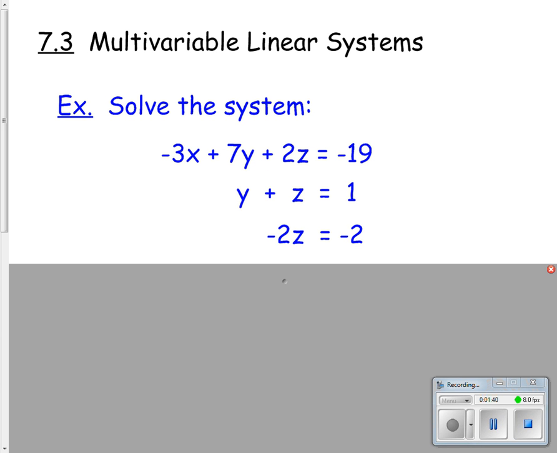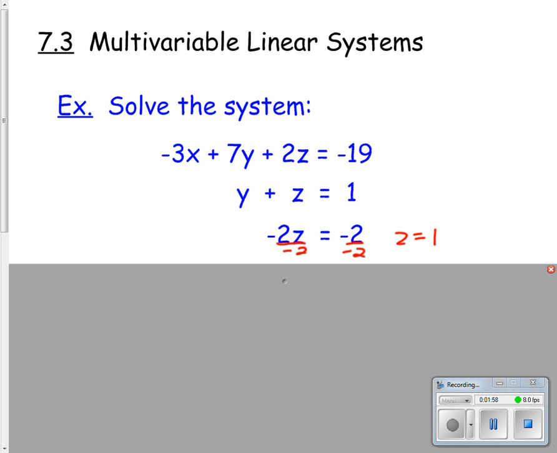So here's a system with 3 equations and 3 variables. Most students have no trouble solving this. By looking at the last equation, they can figure out what z is equal to. Divide by -2, and we see that z is equal to 1.